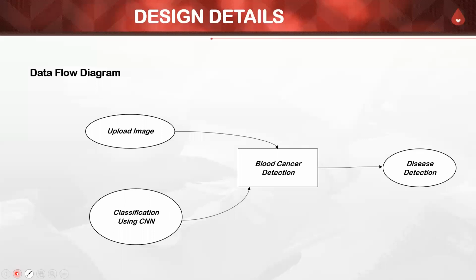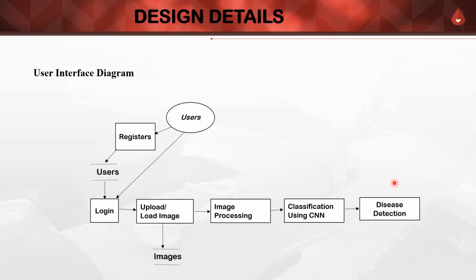In design details, first is the data flow diagram. A data flow diagram graphically represents the functions or processes which capture, manipulate, store, and distribute data between a system and its environment and between components of a system. The visual representation makes it a good communication tool between the user and the system designer. Here in our project, first we upload the image. After uploading the image, the blood cancer is detected via classification using CNN. So from this, the disease will be detected.